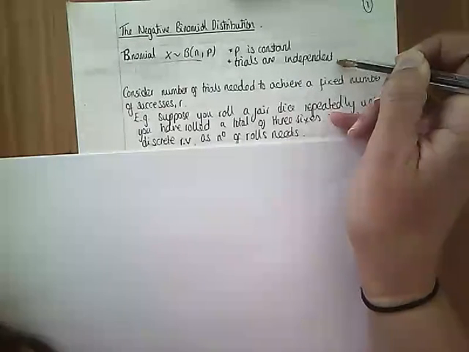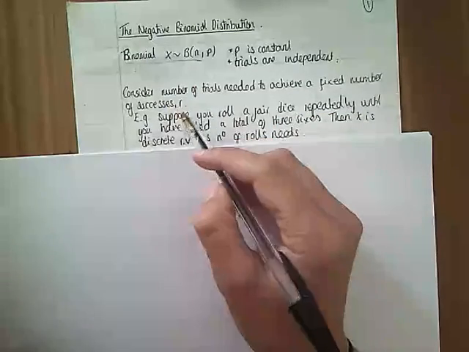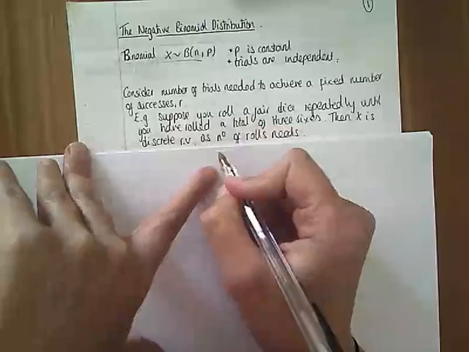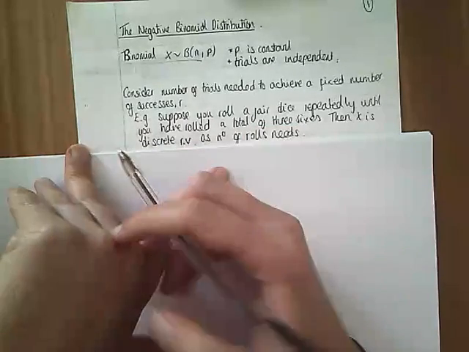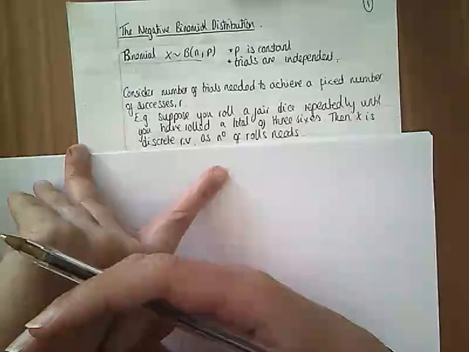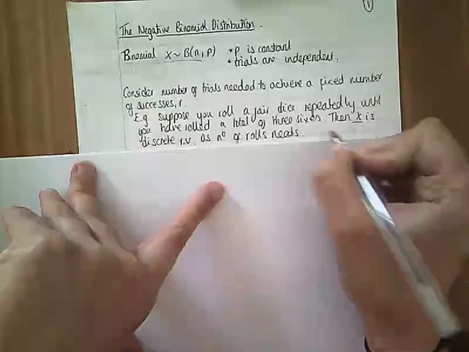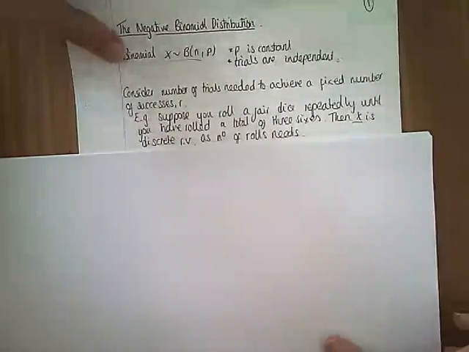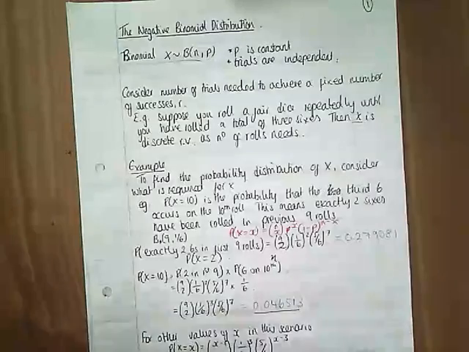Okay. So what we're going to consider now is the number of trials that are needed to achieve a number of successes. For example, let's say that we are going to roll a dice repeatedly until we've rolled 3 sixes. Then we can say that x represents the number of rolls needed in order to obtain 3 sixes. So x is our random variable here.